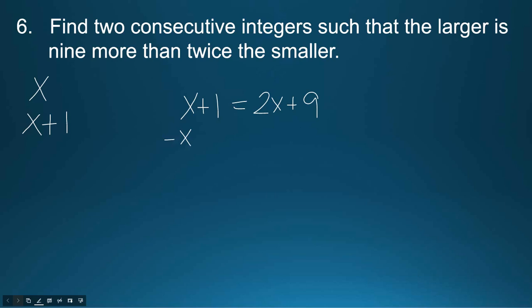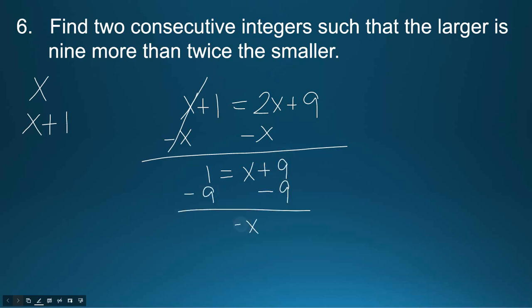Okay, subtract x from both sides. So 1 equals x plus 9. Subtract 9 from both sides. So x equals negative 8, which makes our integers negative 8 and negative 7. Be careful when you add 1, you're getting closer to 0, not further away from 0. All right, let's see what we got next.